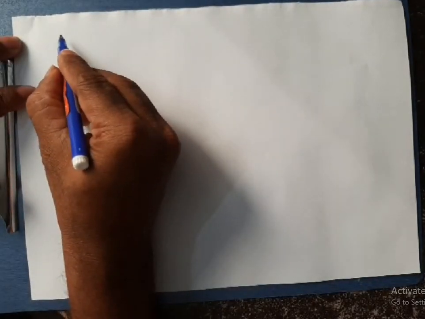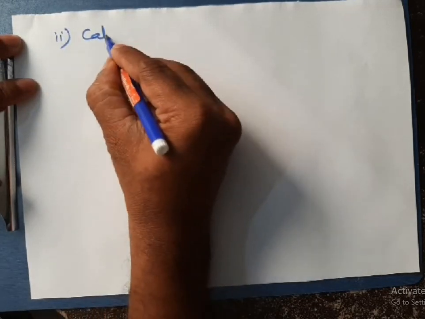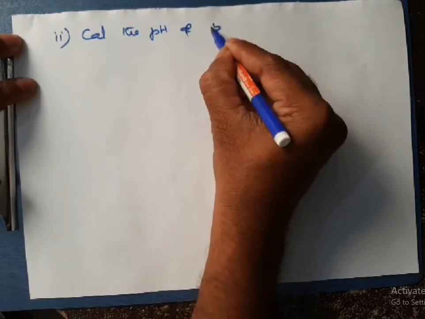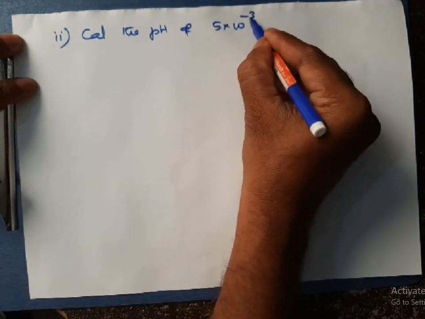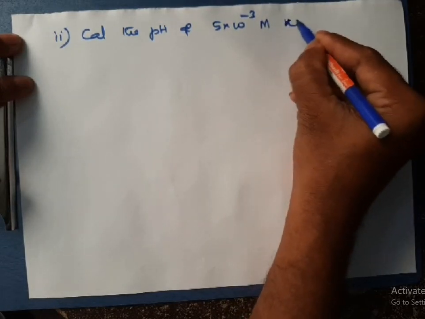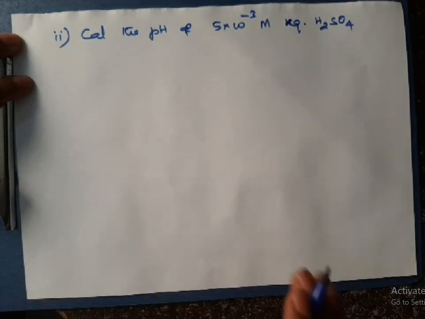Next one. Suppose the concentrations are given in normality, then what to do? You have to convert normality into molarity. Say for example, I'll take another problem. Calculate the pH of 5 into 10 power minus 3 molar aqueous sulfuric acid solution. Calculate the pH.